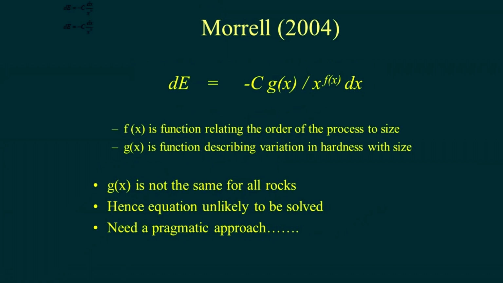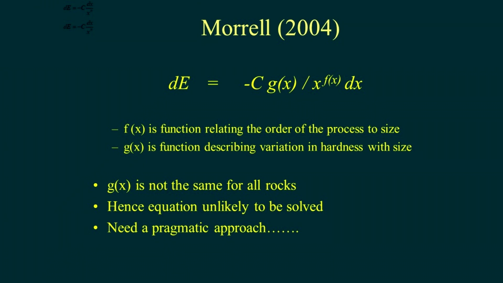In 2004, I published a paper, and my conclusion was that Walker's equation was wrong. It's too simple. My view of the world, certainly and still is, that there are two things going on. Hardness is not a constant with respect to size. Hardness varies with size. On top of that, you have the process of size reduction. And yes, there is some exponent to the size reduction. But there are two functions.